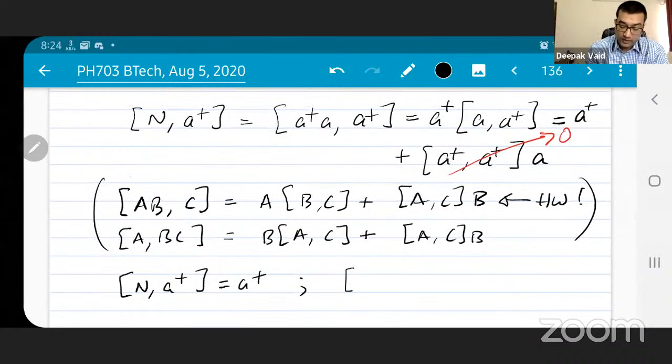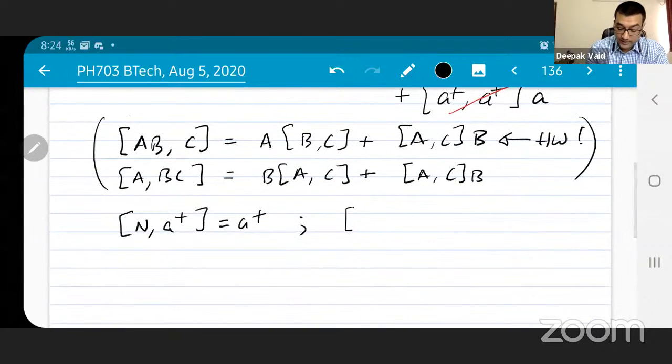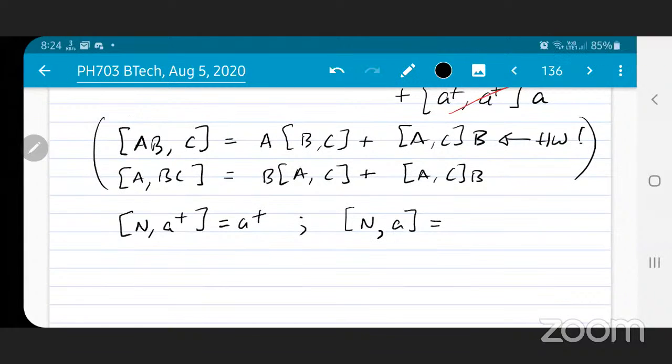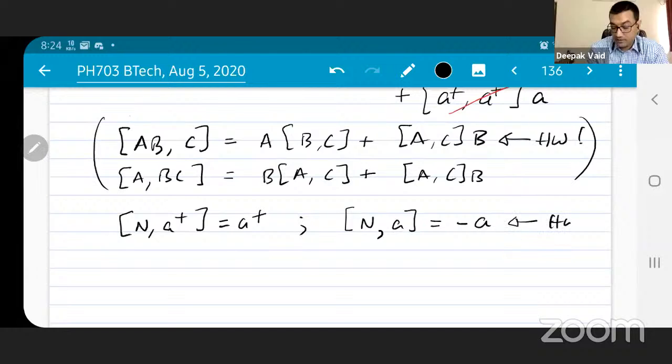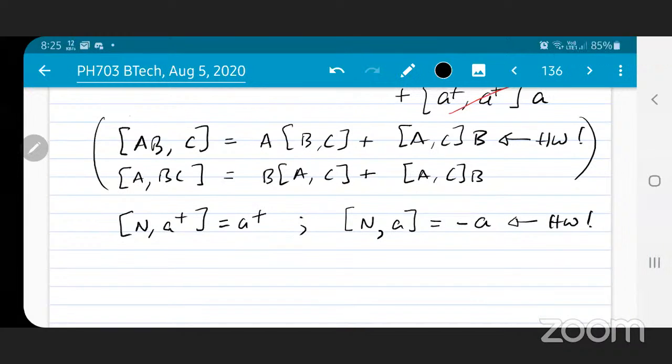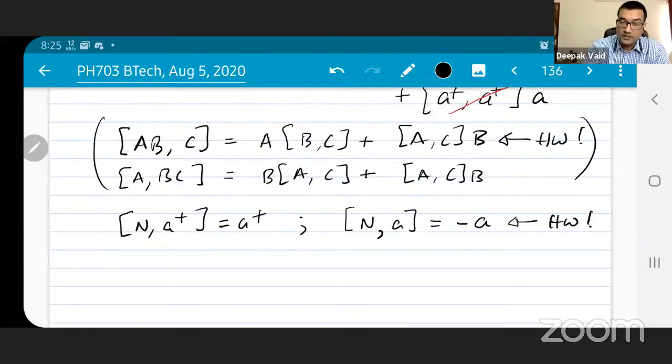Then we will also need one more commutator, which is the commutator of N with A. You can do the calculation, and I leave this as a homework problem for you. I mentioned this the last time, right?